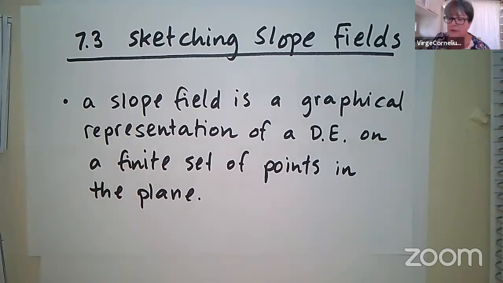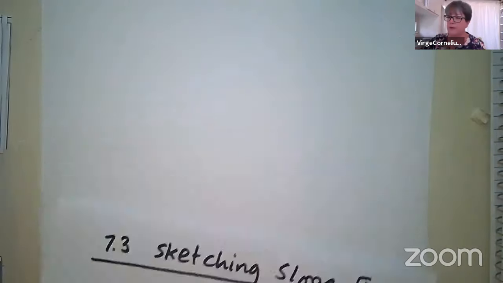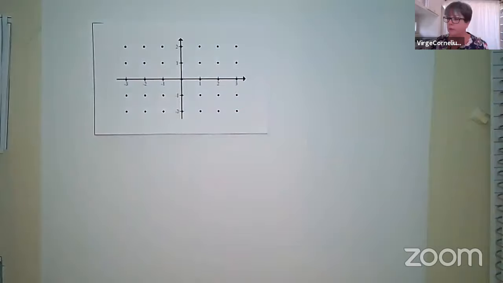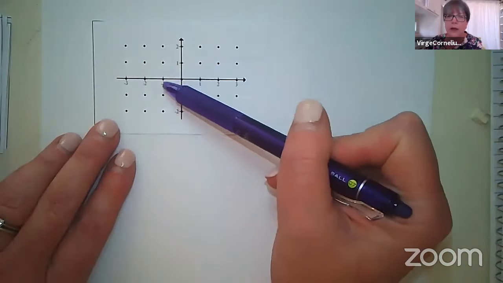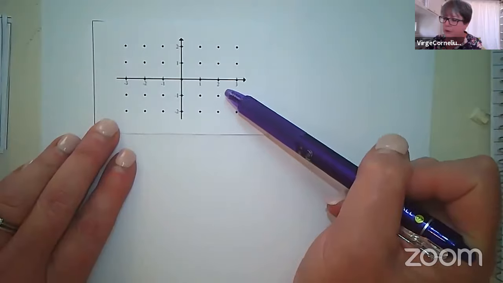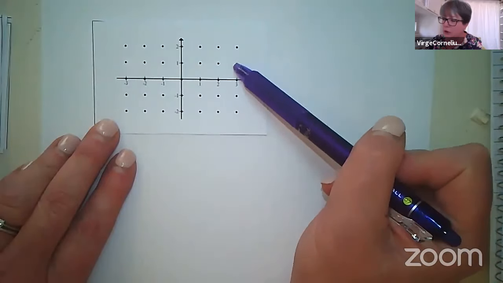Our title is Sketching Slope Fields. And you don't probably know what a slope field is yet, unless for some reason you were able to learn this before spring break or before March. But a slope field is defined as a graphical representation of a differential equation on a finite set of points in the plane. So what's going to happen here is that we're going to have a differential equation, and we're going to go ahead and draw little line segments at each of these integer pairs that will represent the slope at that moment in time at that integer pair.